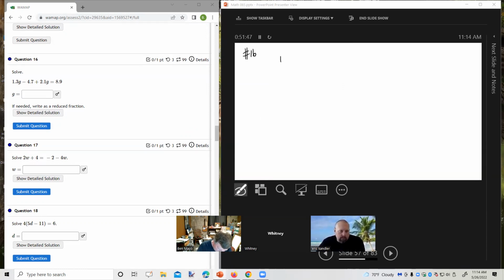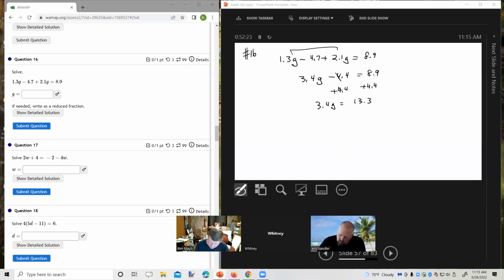16, solve 1.3g minus 4.7 plus 2.1g equals 8.9. Well, first of all, I can combine like terms. 1.3 plus 2.1 is what? 3.4g minus 4.7 equals 8.9. Now I'm going to isolate the variable term by adding 4.4 to both sides. And I get what, 13.3. Then I'm going to divide both sides by 3.4.